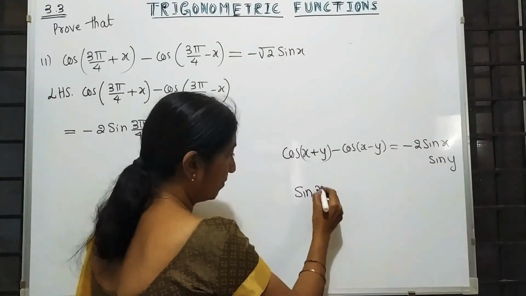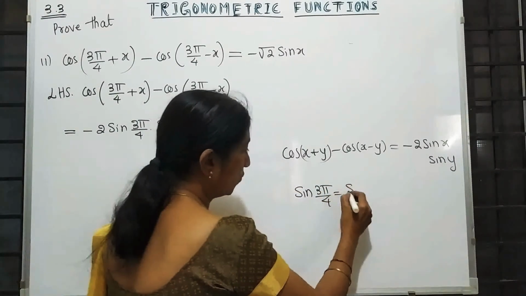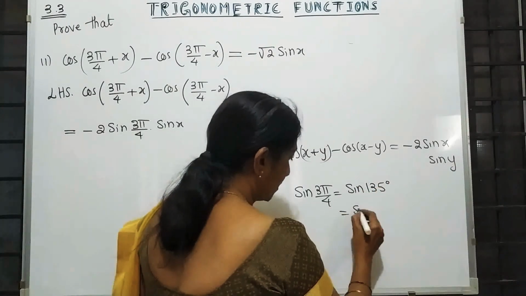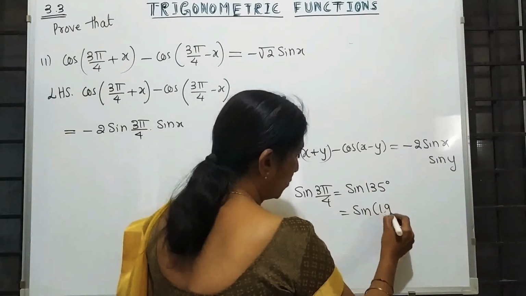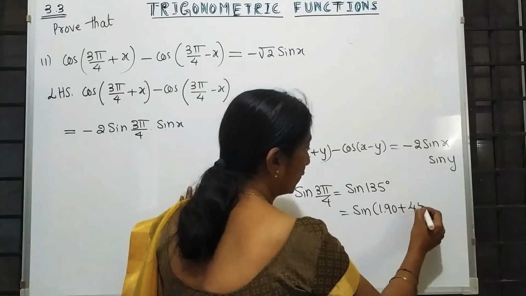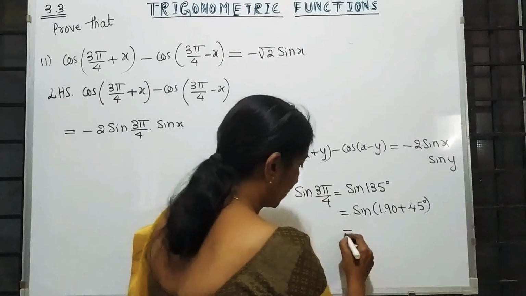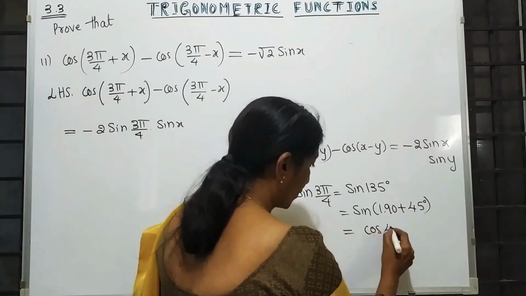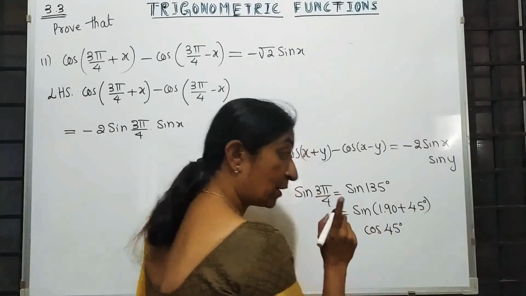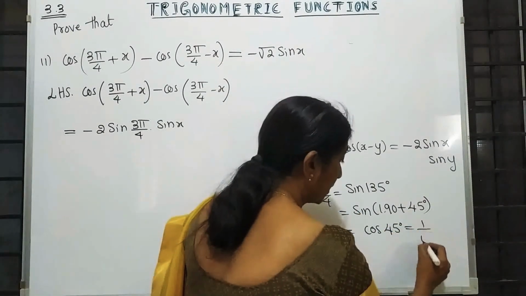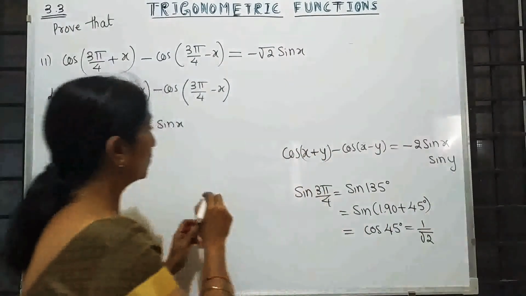Sin 3 pi by 4 is sin 135 degrees. That is sin of 1 into 90 plus 45. 1 is odd, so sign changes to cos. Cos 45, and it comes in the second quadrant. In the second quadrant, sign is positive. So this answer is 1 by root 2.